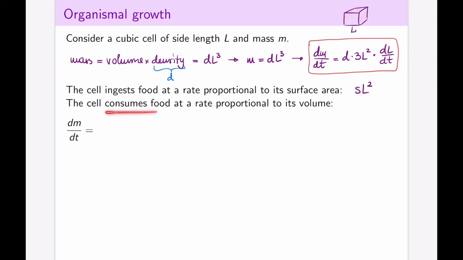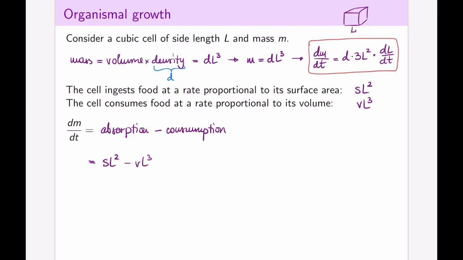We also know that the cell consumes food at a rate proportional to the volume. So we can say that this is some constant V times the volume L cubed. Then, as at the very beginning of the course, we know that the rate of change of the mass is going to be affected by absorption positively. It absorbs food and therefore grows, and affected negatively by the consumption of the food that it actually needs to sustain life. What we have now is we know that the absorption is SL squared for some constant S, and the consumption is VL cubed for some constant V.